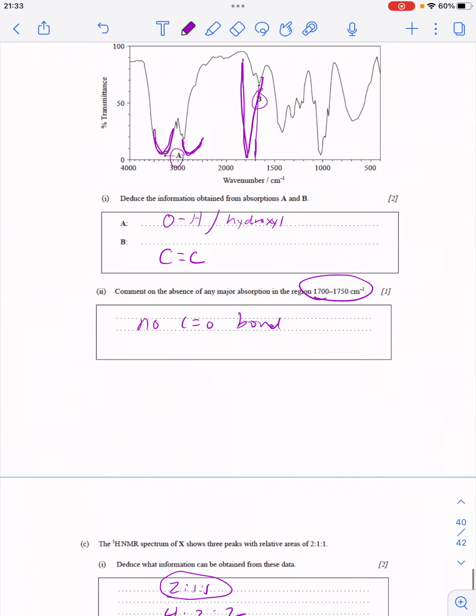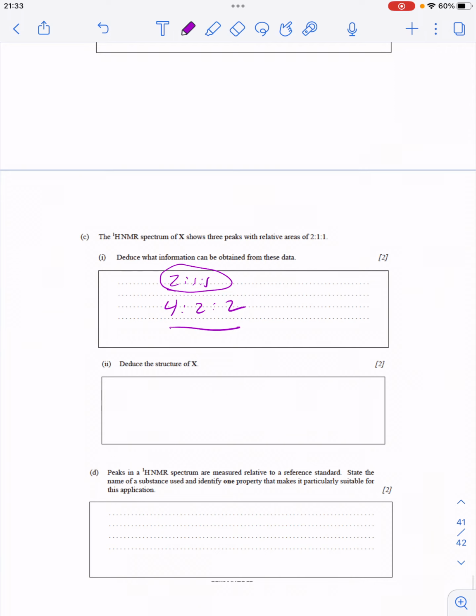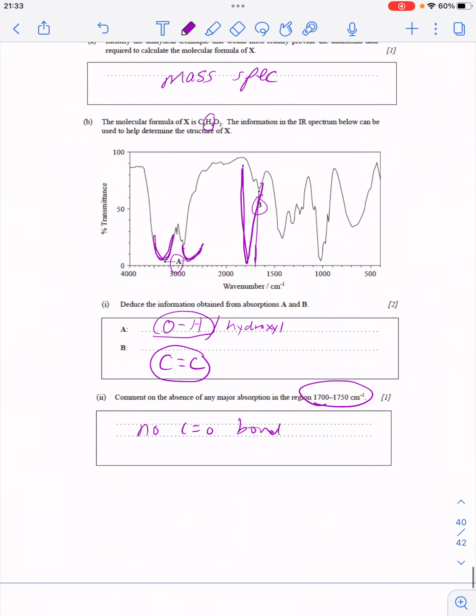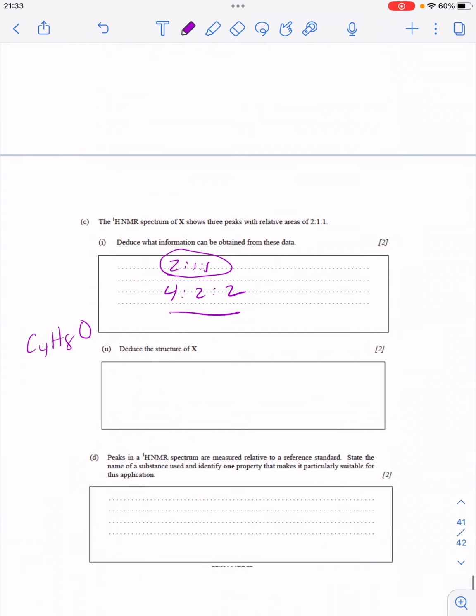So we've got to figure out something that has a carbon-to-carbon double bond and has an OH and has this ratio and is C4H8O. That's it. Yep, that's right. O2, sorry.